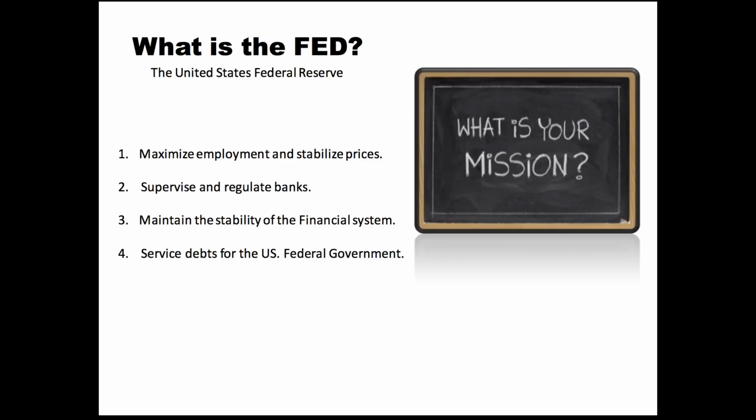But these are the 4 things that the Fed really tries to accomplish. They want to maximize employment and stabilize prices. They want to supervise and regulate banks. They want to maintain the stability of the financial system, and they're also there to service the debts for the U.S. federal government. So the thing that we're really going to focus on for this lesson, because it relates to stocks and bonds and investing, is maintaining the stability of the financial system.